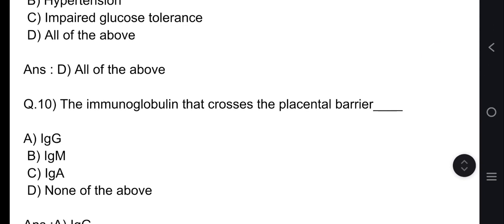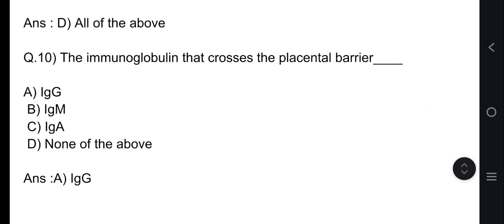Question number 10. The immunoglobulin that crosses the placental barrier A. IgG, B. IgM, C. IgA, and D. None of the above. आणि बरोबर उत्तर आहे A. IgG.